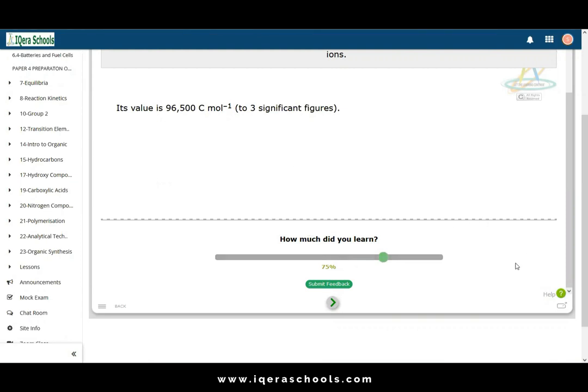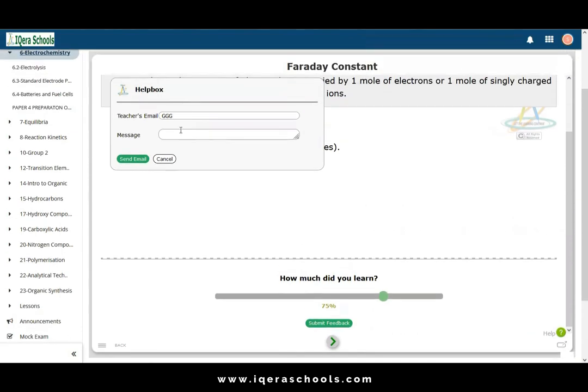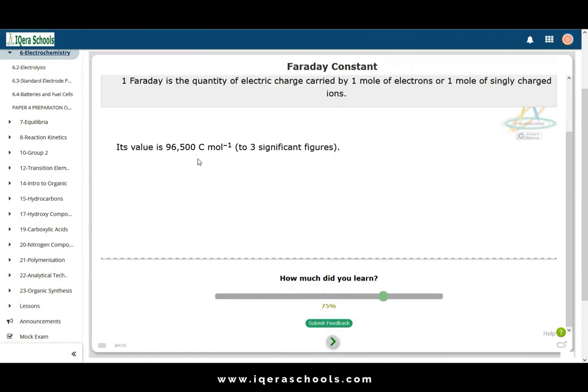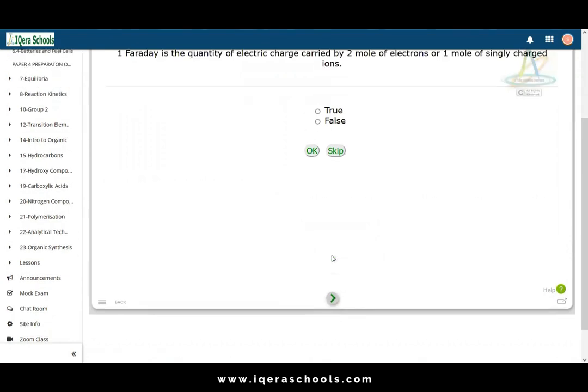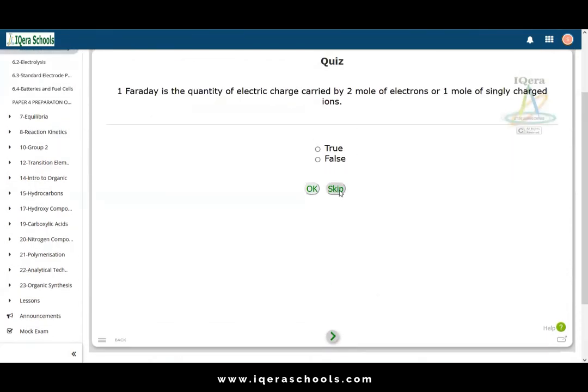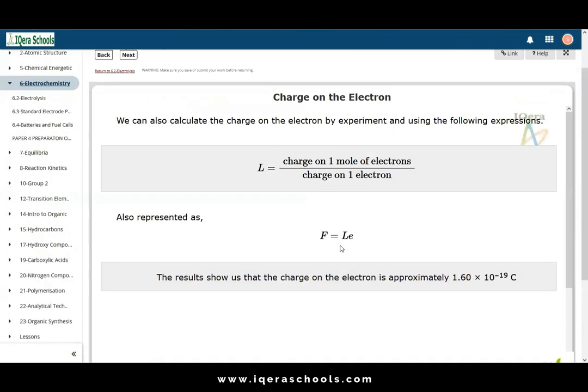At this point, they can also ask for help from the teacher by clicking on the question mark. They can plug in the teacher's email address and then say what they're struggling with or what they have a question about, and send the email that goes right to the teacher so that they can start to intervene and help the student. Again, more formative and lessons that are happening.